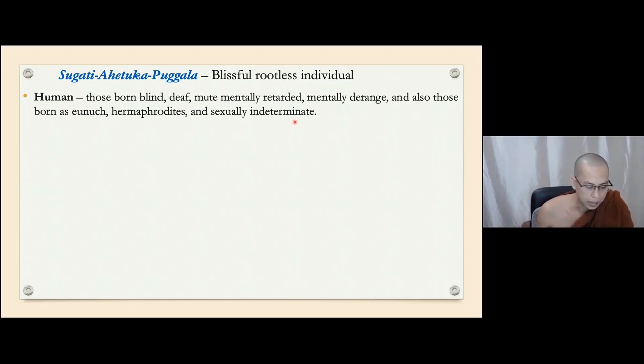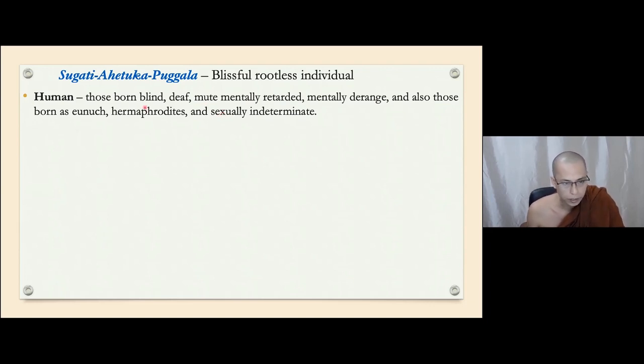It is born as a eunuch or hermaphrodite. Actually, it is called abnormal in the way of sexual condition, or sexually indeterminate. Maybe some people will not like this kind of classification. But actually, this is talking about the nature. We are not talking about the individual in that state. We are talking about the nature, because the Abhidhamma emphasizes the ultimate nature, not discriminating against anyone or any group, just focusing on the nature and the qualification of that nature.